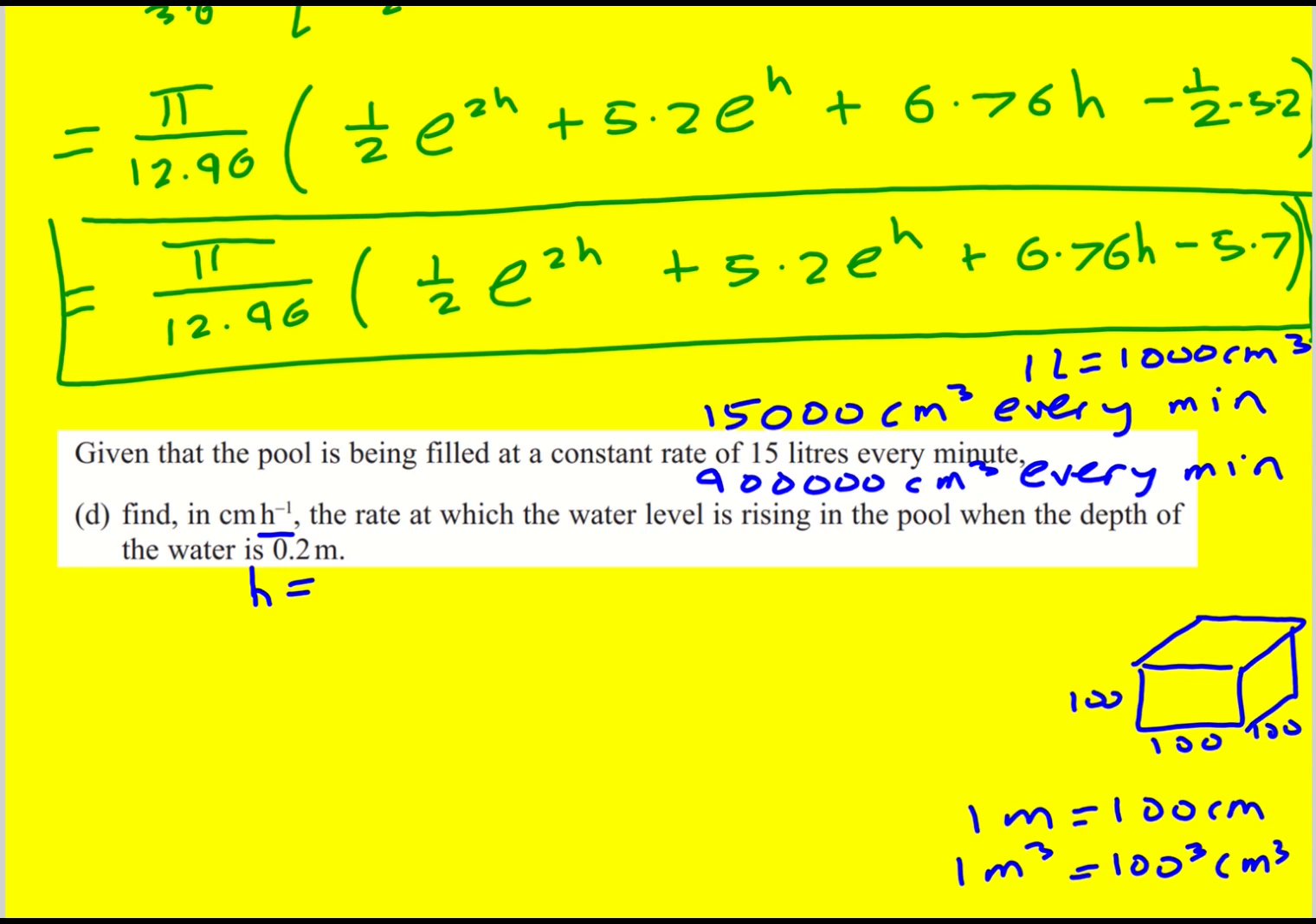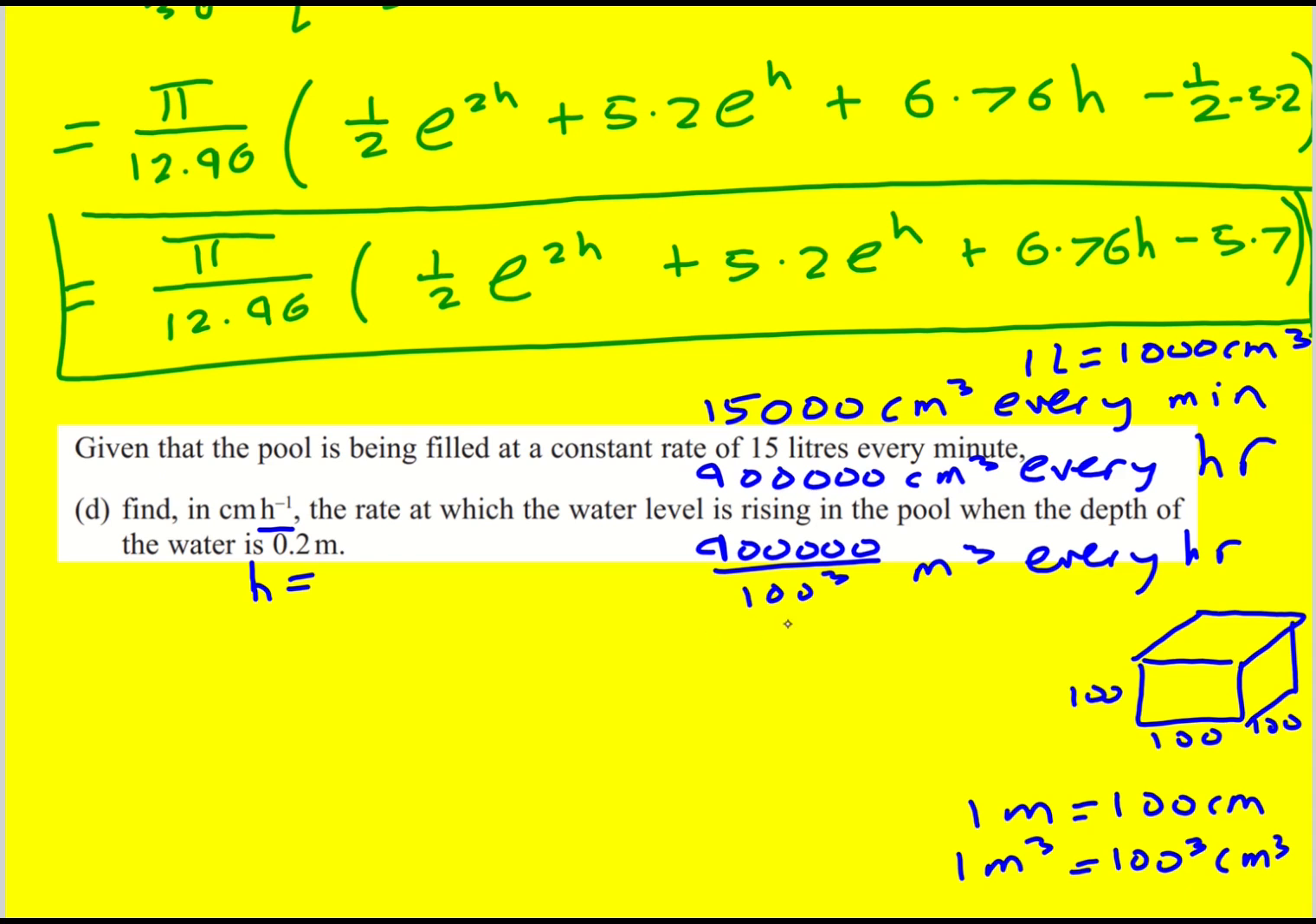So what we need to then do is take our 900,000 and divide it by 100 cubed. And that'll be meters cubed, sorry, it should have been every hour before. And if we figure that out, we get 0.9 meters cubed per hour. So our units are consistent now. We've got this rate in meters cubed per hour.